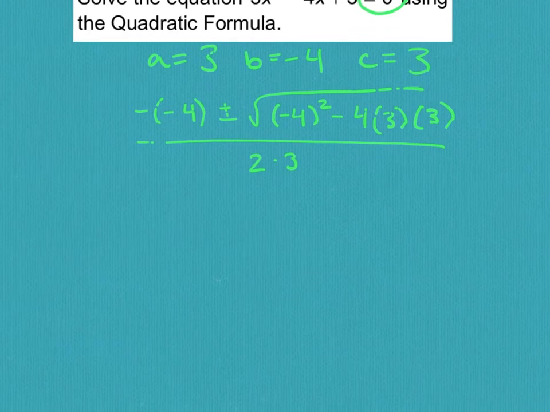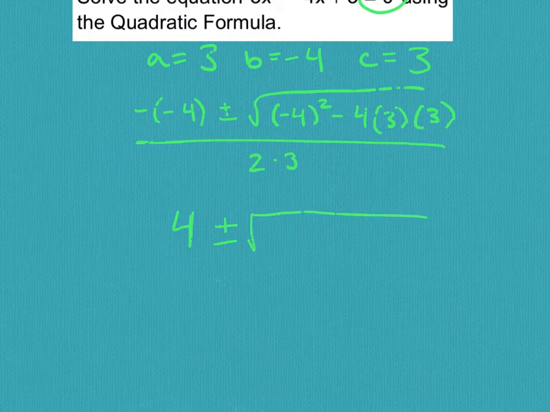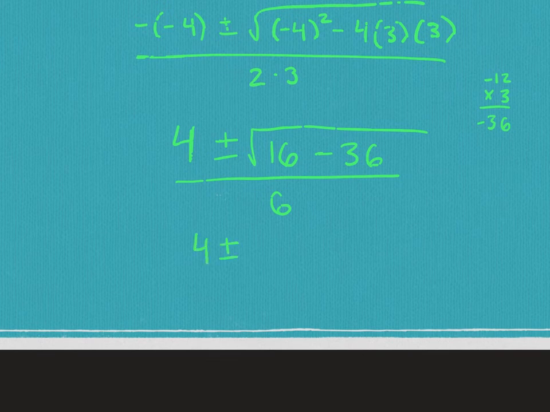Let's simplify. What do we do with that -4 out front? Becomes a +4, plus or minus. What is -4 squared? 16. And then what's -4 times 3? -12. And what is -12 times 3? -36. So this would be minus 36 over, what's 2 times 3? 6. So this would be 4 plus or minus. What is 16 minus 36? What's bigger, the 16 or the 36? So -20, perfect, over 6. So x is equal to this.